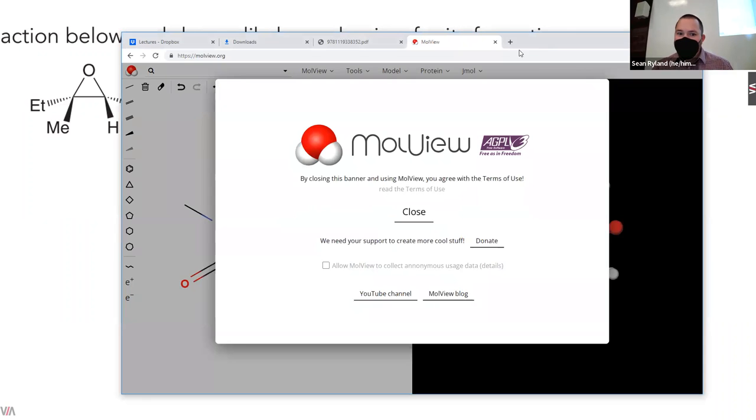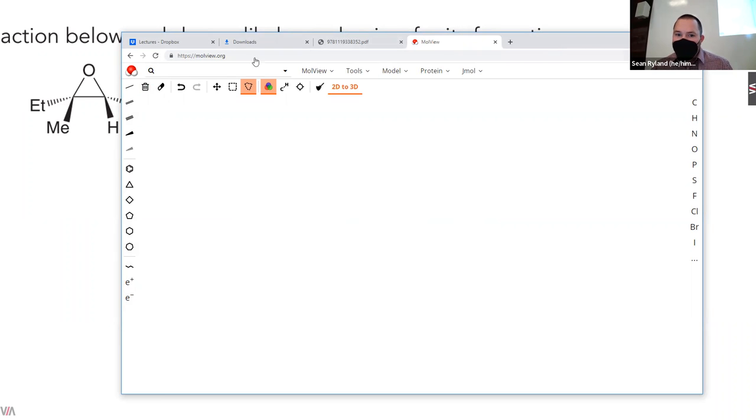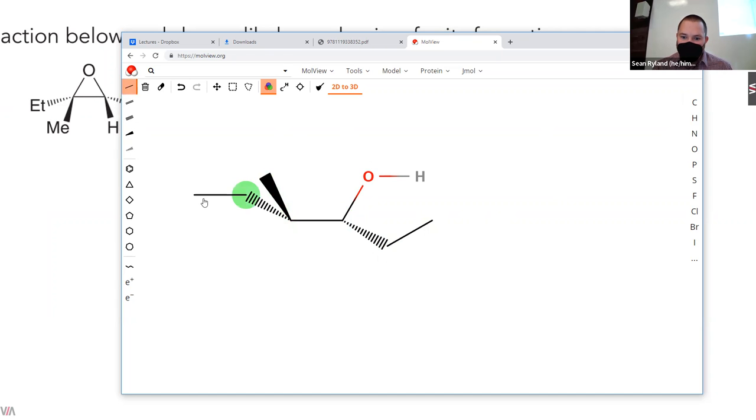But for the sake of making this legible, we'll just go to mole view. See, we now have OH up and to the right. On this side, we had a methyl, which is now up and out towards us. Ethyl is now back away from us.